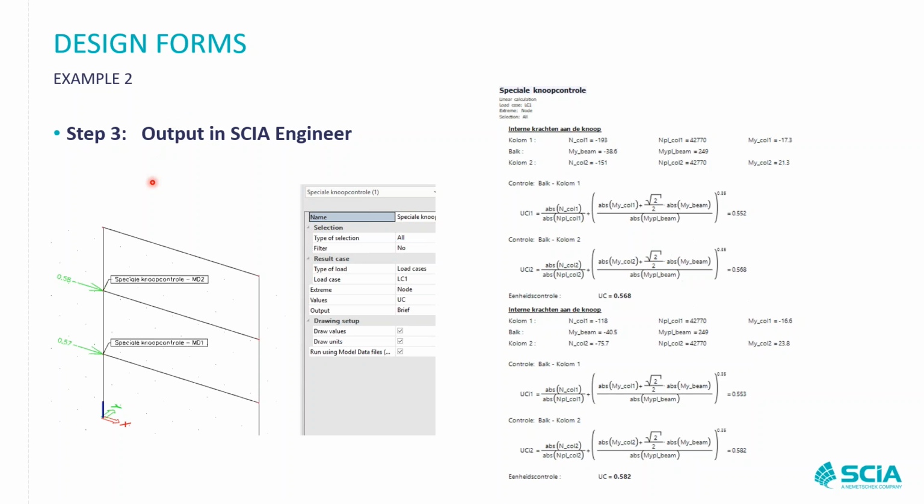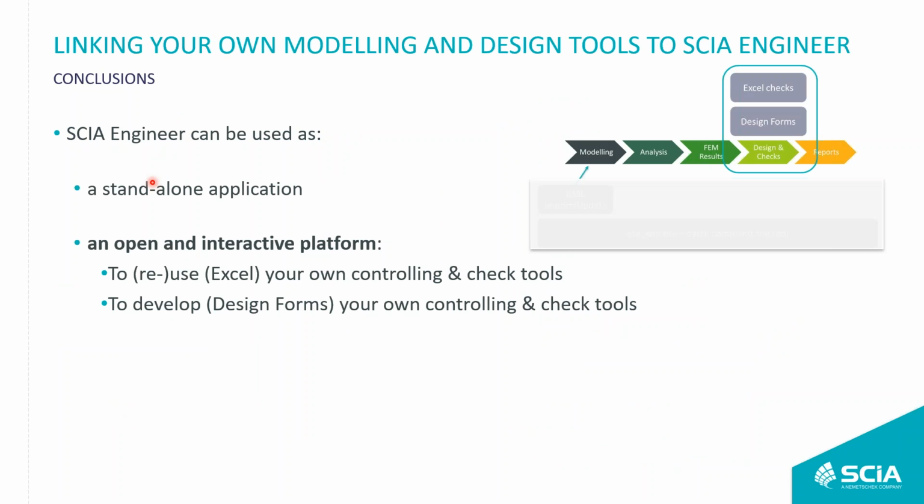So this is the end of example 2, and then I come to the conclusions of my presentation. So SCIA Engineer can be used as a standalone application, and when you do this, you follow these 5 big steps: modeling, analysis, calculation, and then showing the results. You have the design and check with the internal design and checks engines, and you can do the reporting.